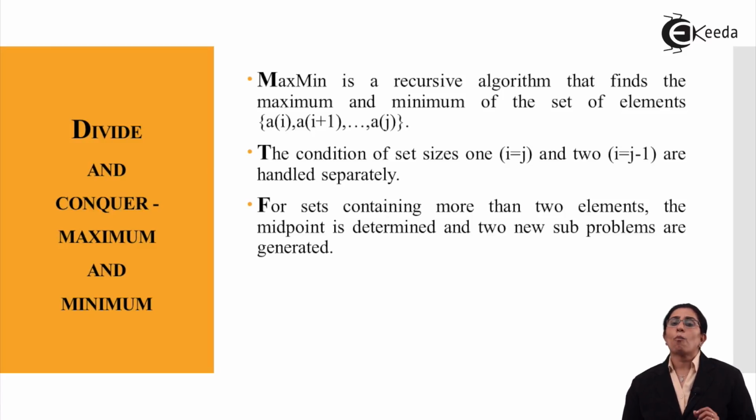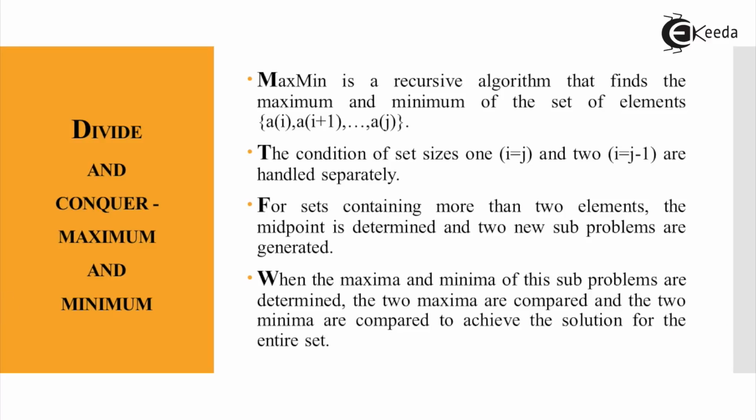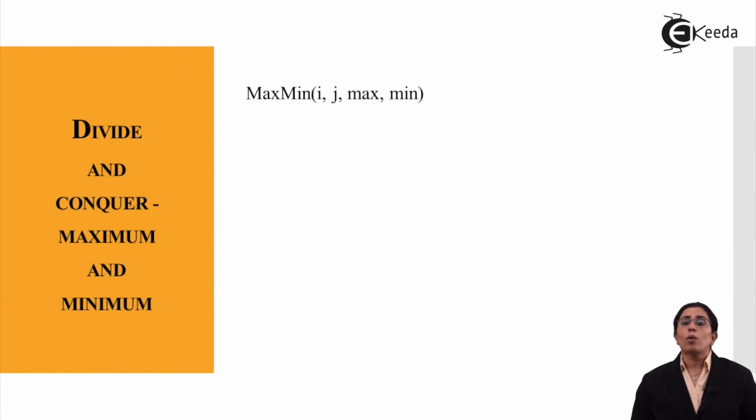For sets containing more than 2 elements, the midpoint is determined and two new sub-problems are generated. That is where my divide and conquer comes into the picture. That is, I start splitting my sub-problems into more sub-problems. When the maxima and the minima of these sub-problems are determined, the two maxima are compared and the two minima are compared to achieve the solution to the entire set. The divide and conquer strategy will keep splitting the whole problem into single-element subsets.